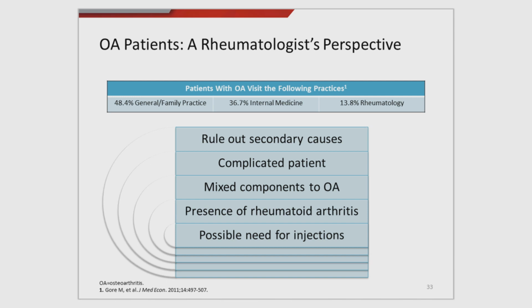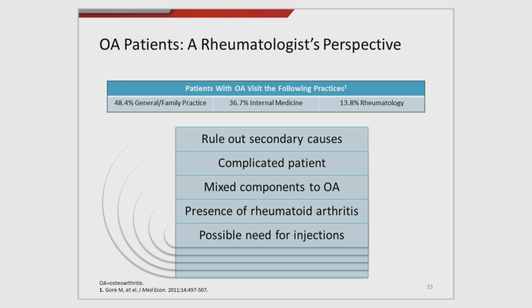Well, the key considerations, as Dr. Chappell mentioned, are first to rule out any secondary causes, such as underlying inflammatory disease, fibromyalgia, and crystalline diseases, that need to be eliminated prior to primary management of their osteoarthritis. Then there are the complicated patients, patients that do not readily respond to initial therapies recommended by their family practitioner or internist. Dr. Chappell mentioned mixed components of osteoarthritis. You may have small and large joint involvement, in which case management may differ. And of course, the presence of an overt inflammatory disease, such as rheumatoid arthritis, can sometimes mask itself as osteoarthritis, particularly in an older patient who has ongoing joint swelling.